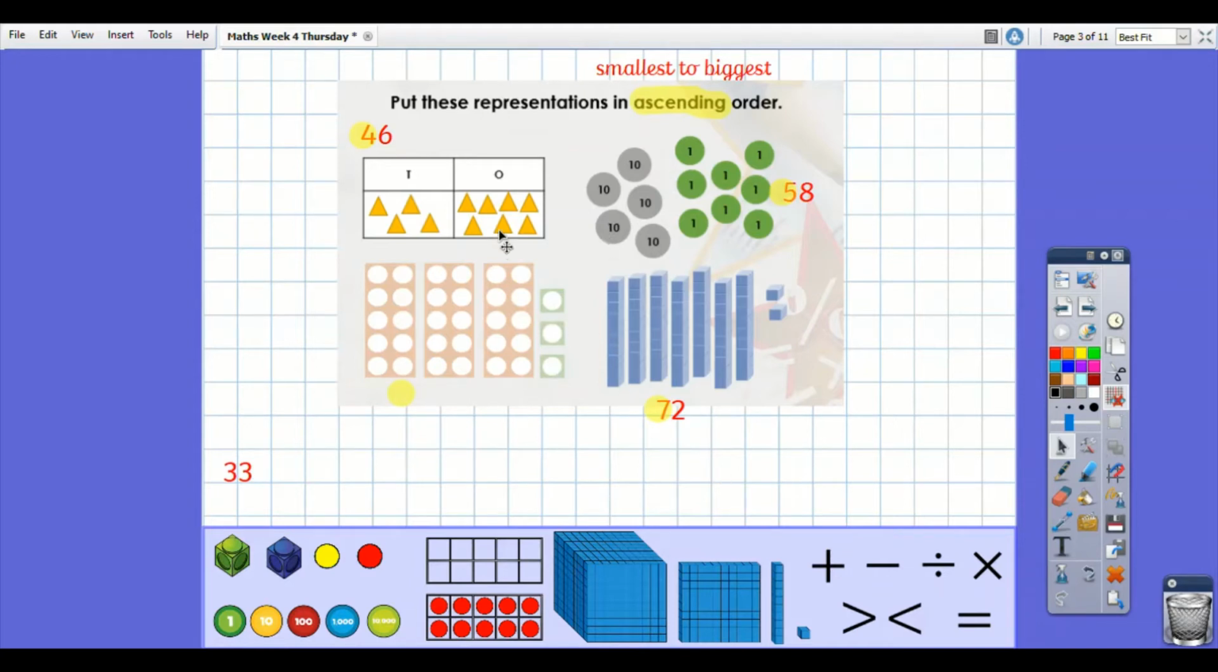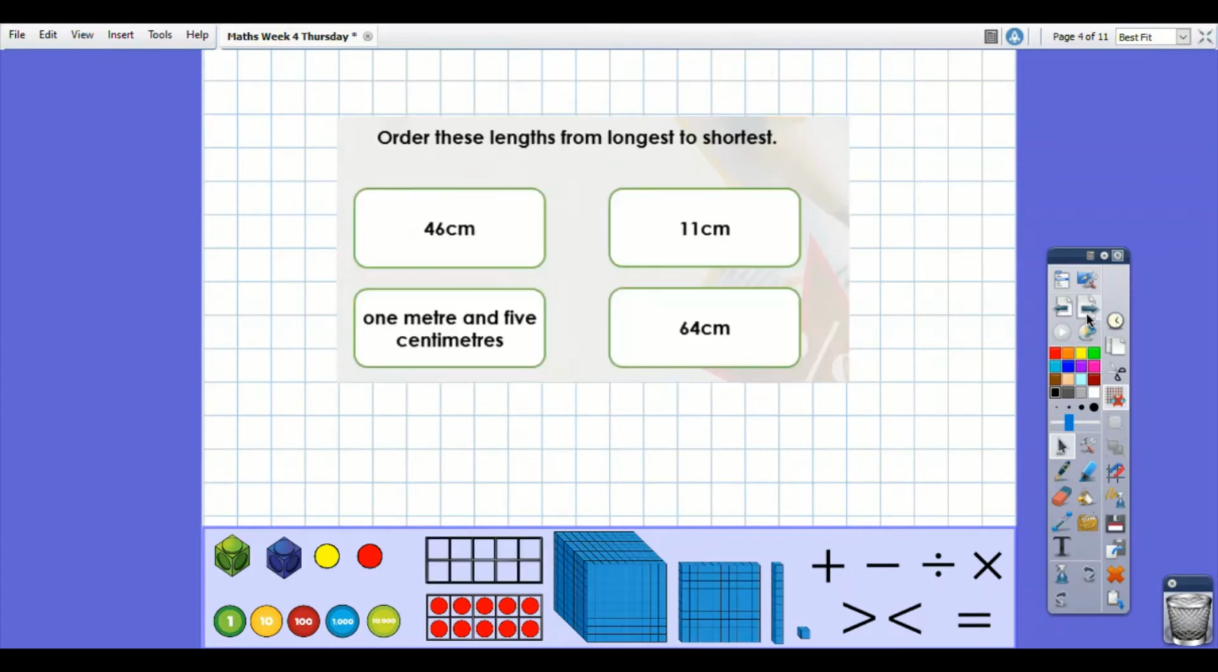Then I'm going to ignore 33 and look at the 3 numbers I've got left. Now, which is the smallest out of these 3? It's 46. Look at the last 2 you've got left. Which is smaller, a 5 or a 7? And it's the 5, so 58. And then lastly, 72. So here are my representations in ascending order.